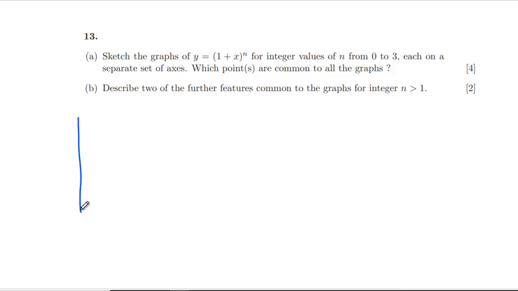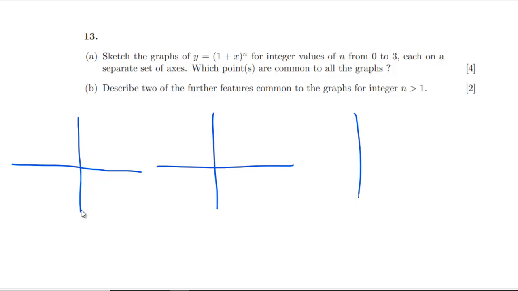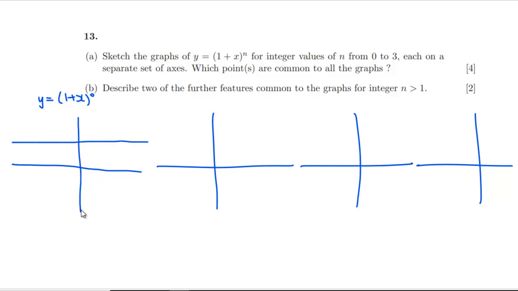Right, so I'll just do small sketches so I can get them all side by side here. So that's the 4 sets of axes. First of all, y is equal to 1 plus x to the power of 0. So that's just going to be a horizontal line going through 1. Then we've got 1 plus x to the power of 1, so that's just 1 plus x. That's going to be a straight line going through minus 1 and 1.